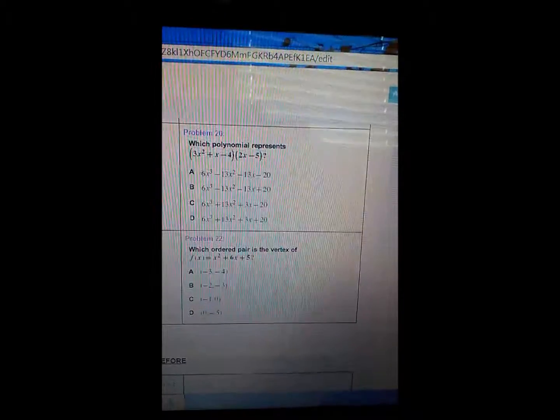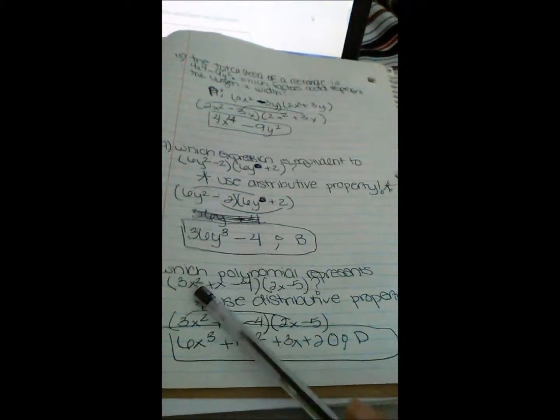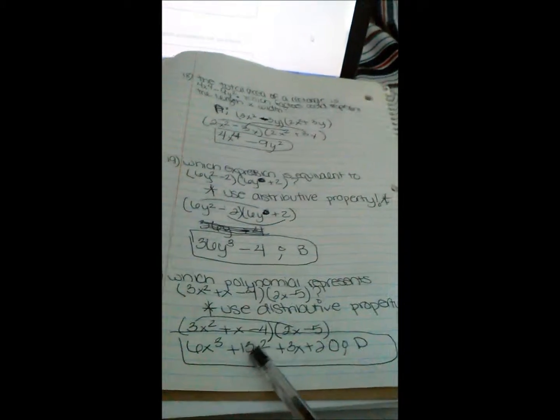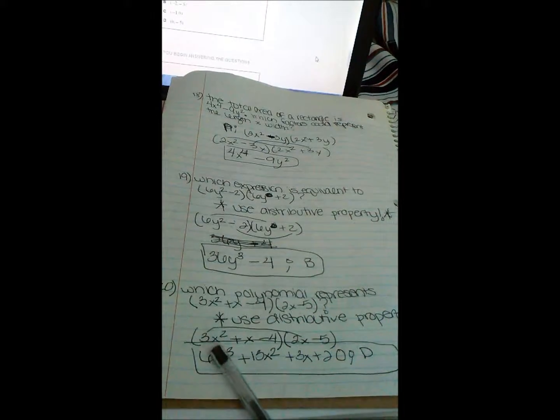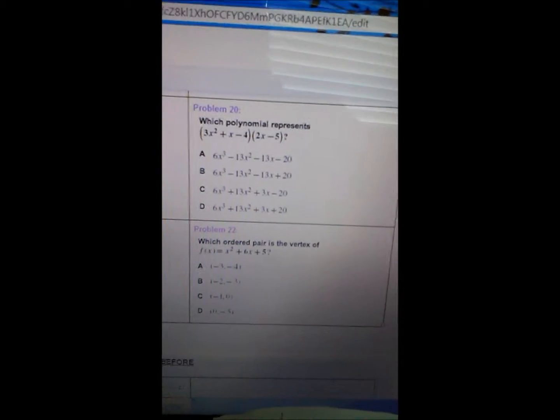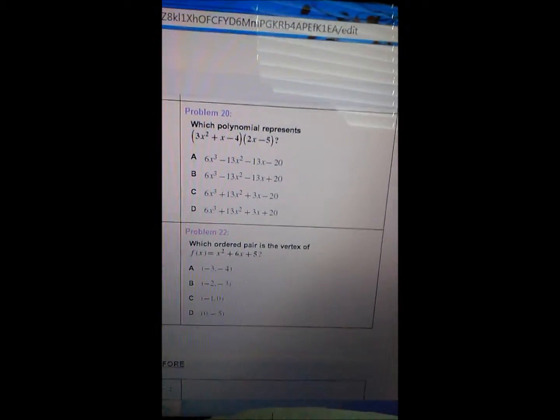So how you solve number 20 is you also use the distributive property. You would rewrite your question, and then you would use the distributive property. So you would rewrite it here. And then you would just distribute, and you would get 6x cubed plus 13x squared plus 3x plus 20. And this actually leaves you with D. So problem 20, your answer is D, 6x cubed plus 13x squared plus 3x plus 20.